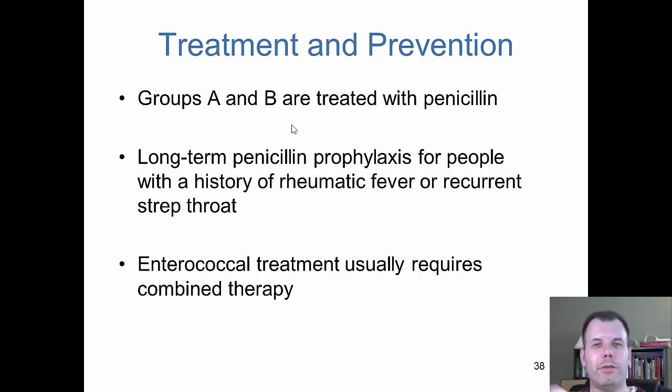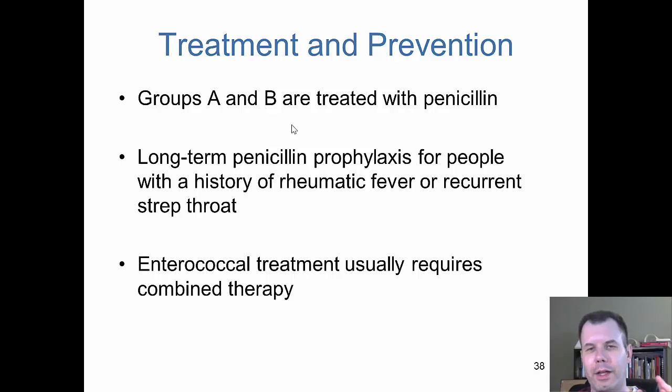And then if you have enterococcal disease, which can lead to skin infections, throat infections, urinary tract infections, and other things, a lot of times they will do combined therapy because we find that these enterococcal species have a lot of resistance to them. And so again, that's the one typically found in the intestine.